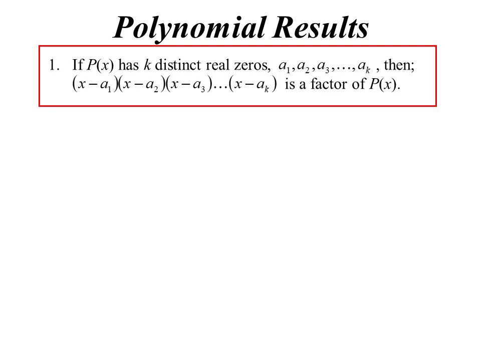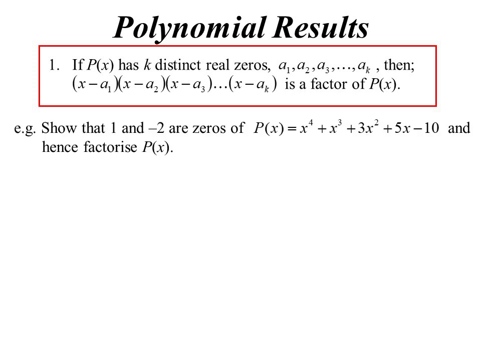Let's have a look at some results. If we've got a polynomial and we know it's got k distinct zeros, then we know that each one of those will produce a linear factor. Therefore, whatever x minus a1 times x minus a2 and so on expands out to be, that's got to be a factor of the polynomial. And we get something like this.